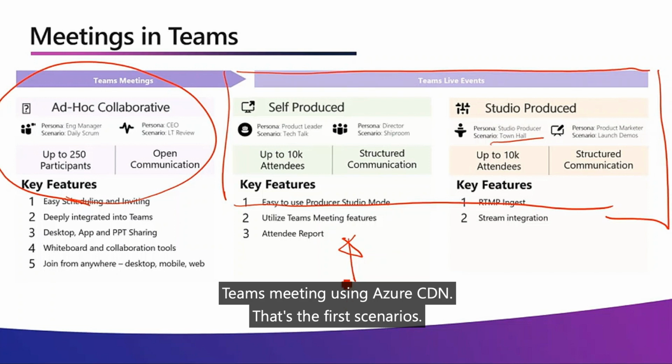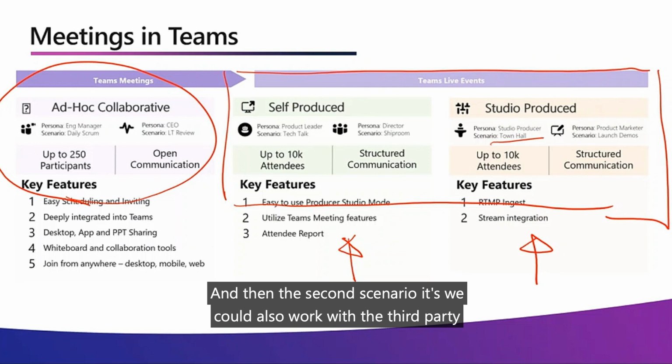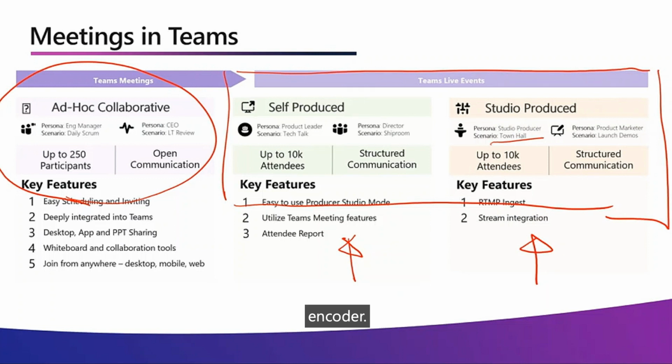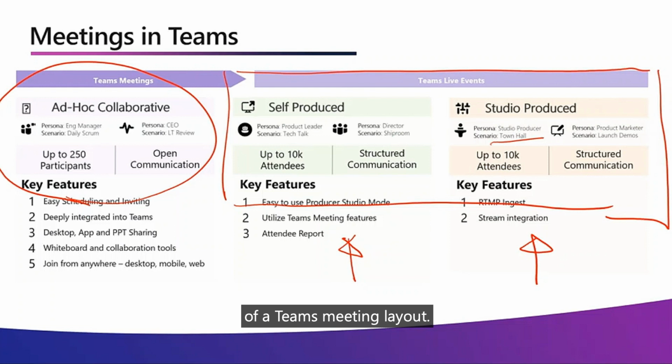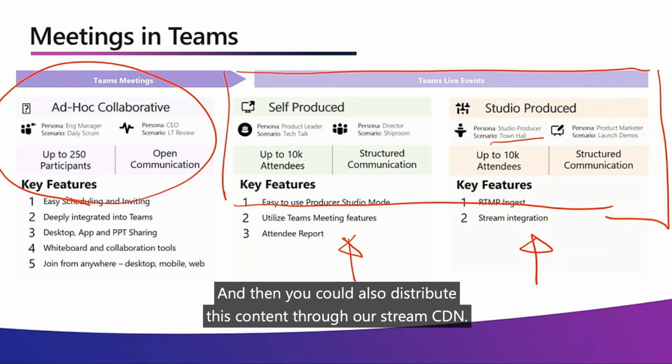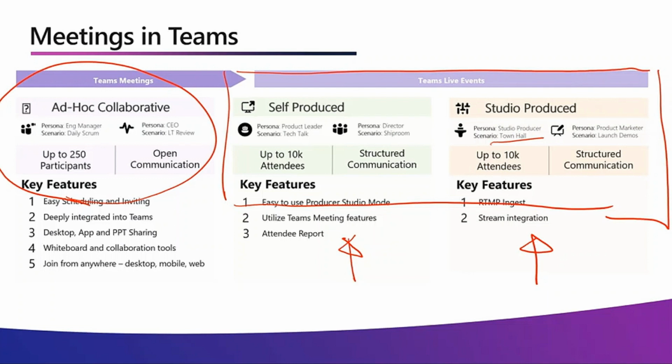That's the first scenario. And then the second scenario is we could also work with a third-party encoder. So you can leverage a third-party encoder to compose your video content instead of a Teams meeting layout, and then you could also distribute this content through our Stream CDN.